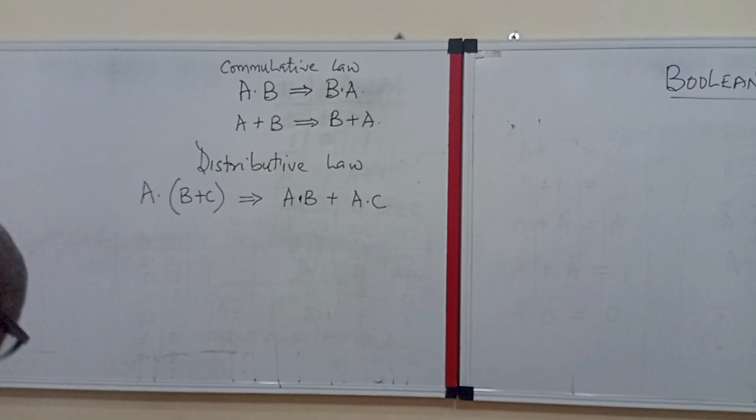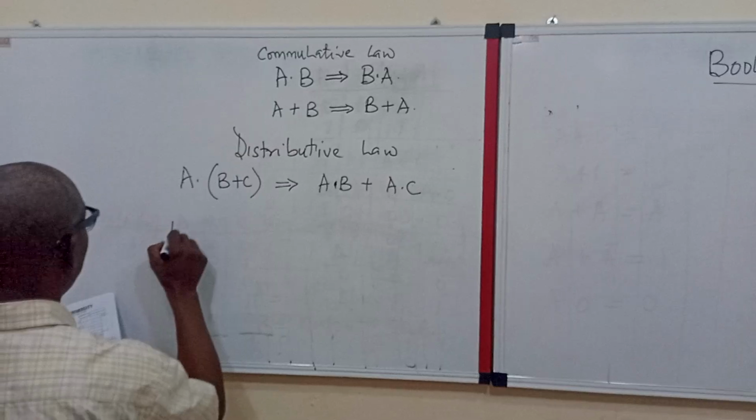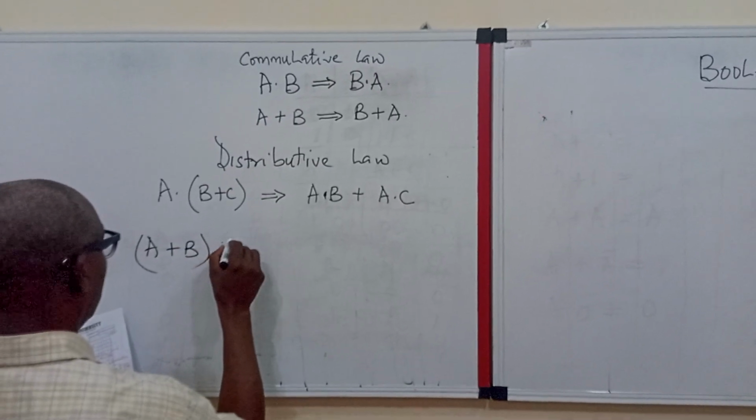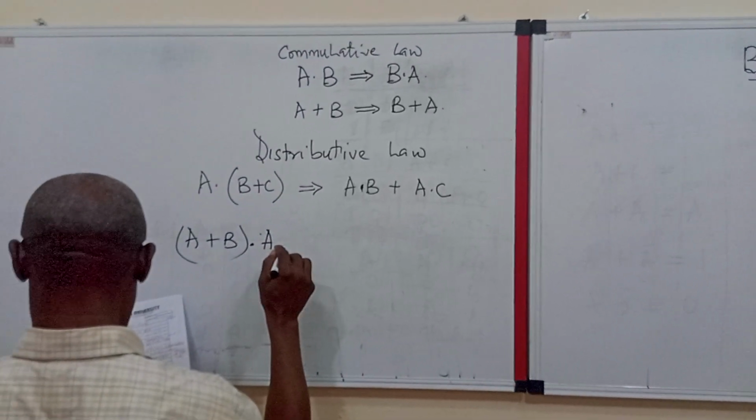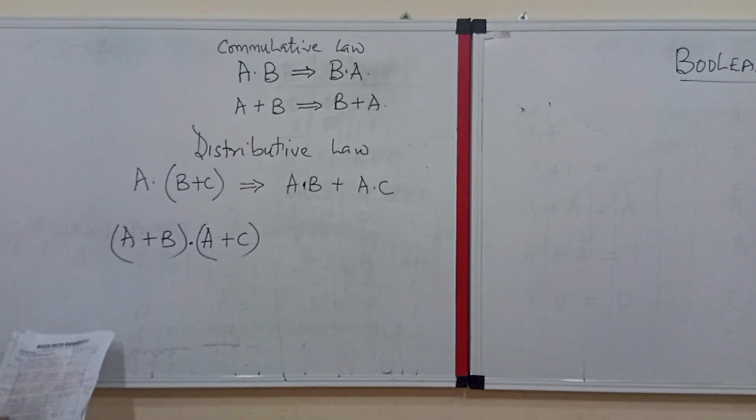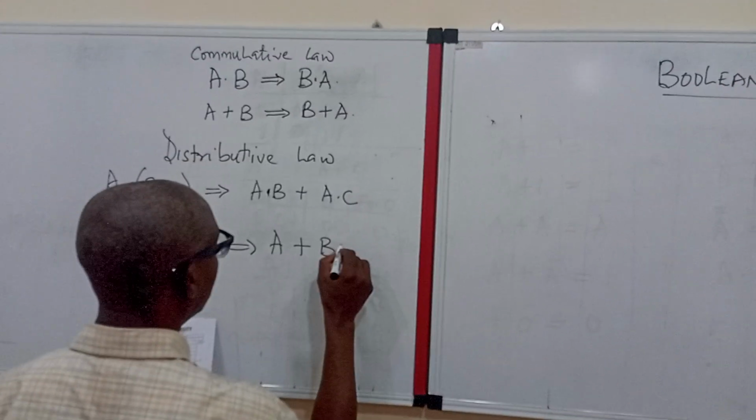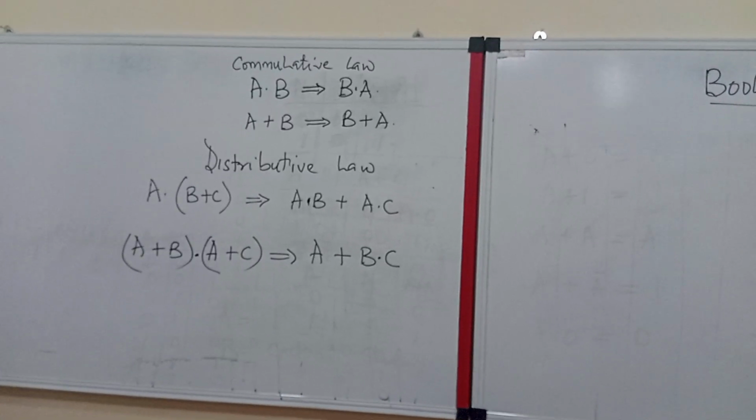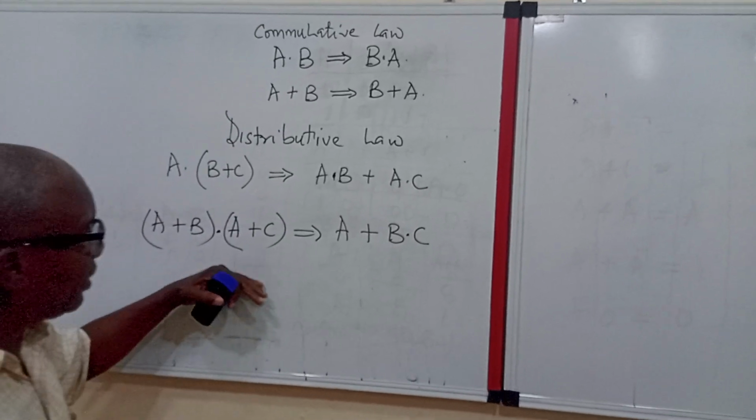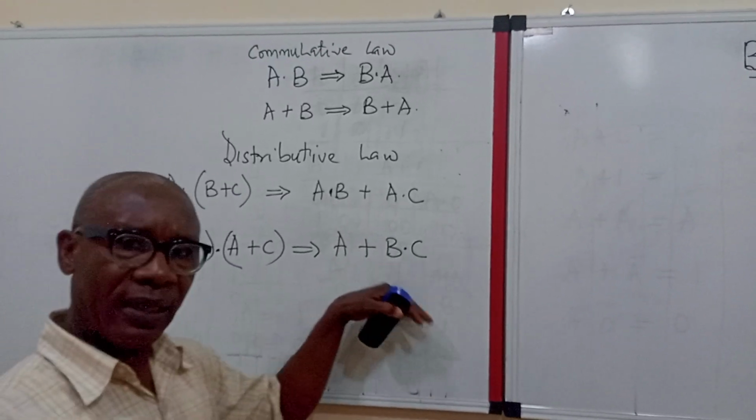Now, in the distributive law, there's something here that says (A or B) dot (A or C) is the same thing as A plus B dot C. Now, if we have three conditions like this, A or B and A or C, we are able to understand that this is the same thing as A or (B and C).